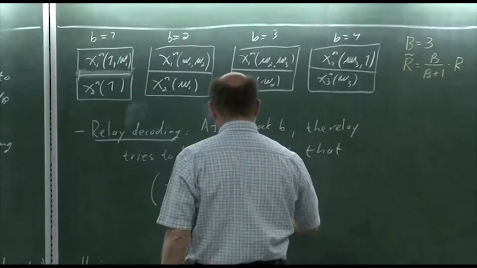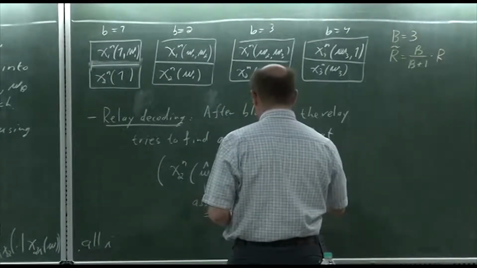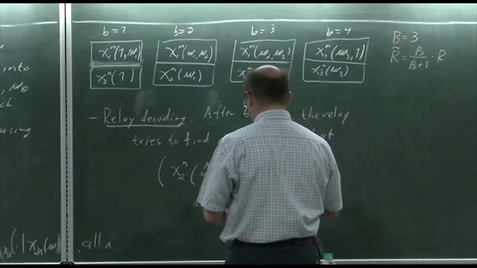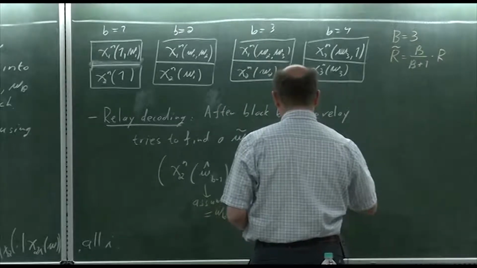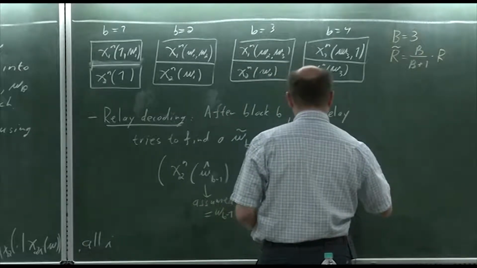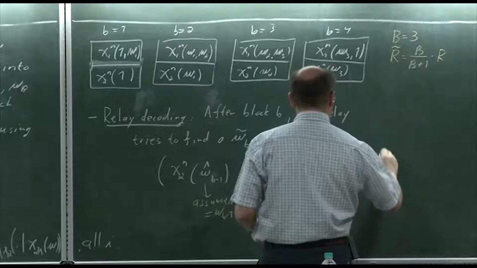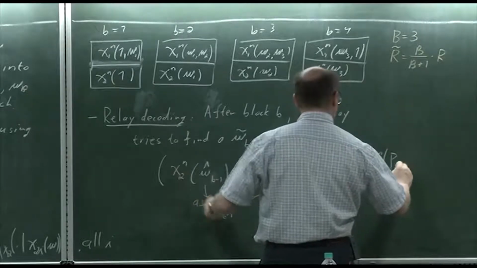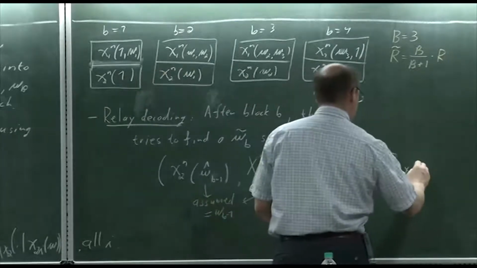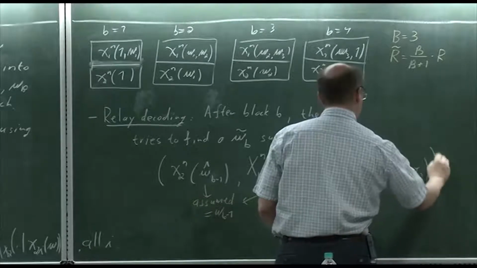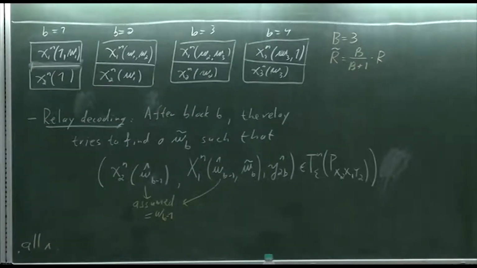And of course, it's trying to find an x1n of W tilde, W hat B minus 1, which it decoded in the previous block, and then W_B tilde, and of course its sequence in block B is epsilon typical with respect to P x2, x1, y2. It's always the same order, right? That's what it tries to find, right?